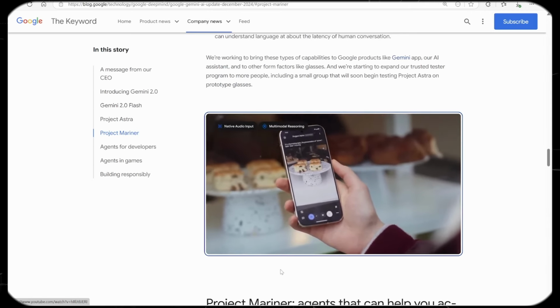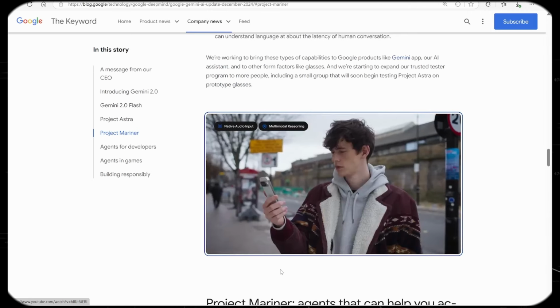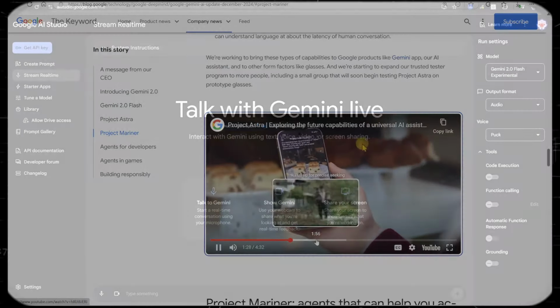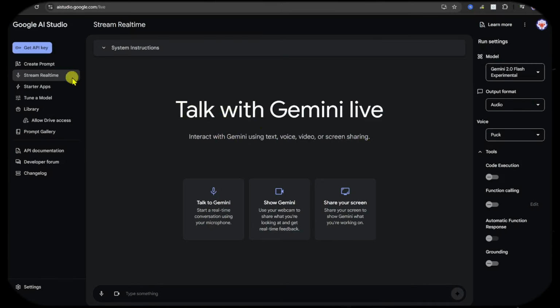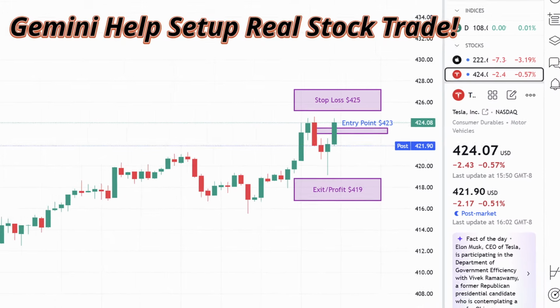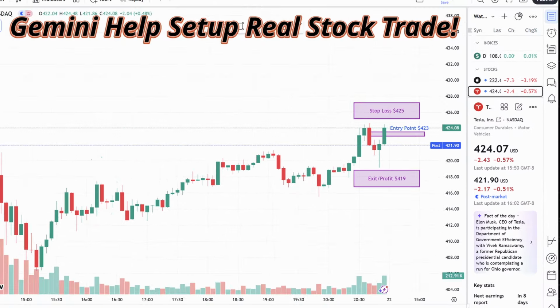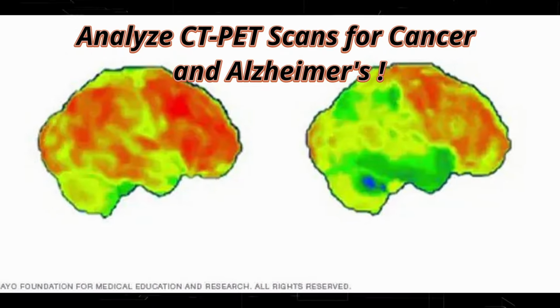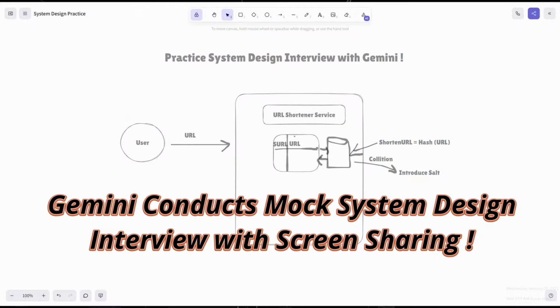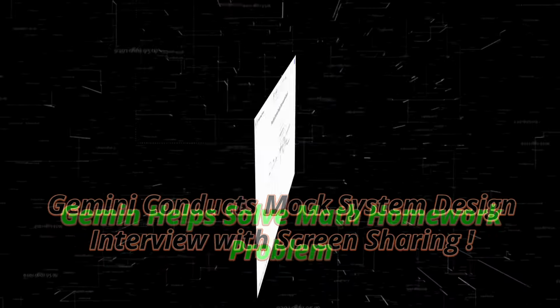Google AI Studio now not only talks to you but sees what you're looking at, your screen, your camera, your world, and helps you in real time. In this video, we're diving into Google AI Studio's experimental Gemini Stream Realtime feature, testing it with jaw-dropping use cases. We'll master swing trading with real setups, analyze CT and PET scans to detect Alzheimer's and lung cancer, have Gemini conduct mock interviews for you, help with math homework, and so much more.